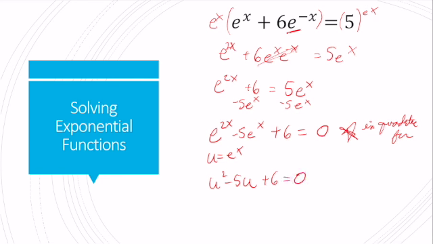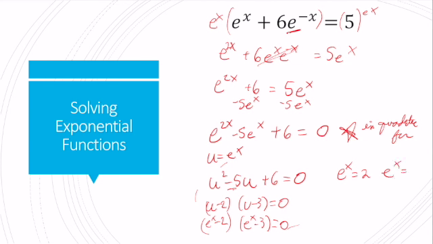Now I can factor. Some factors of 6 that add up to negative 5 are negative 2 and negative 3. So I have u minus 2, u minus 3 equals 0. I can put e to the x back in. So I have e to the x minus 2, e to the x minus 3 equals 0. And I set these equal to 0. So I have e to the x equals 2, e to the x equals 3, because I set each of these equal to 0.